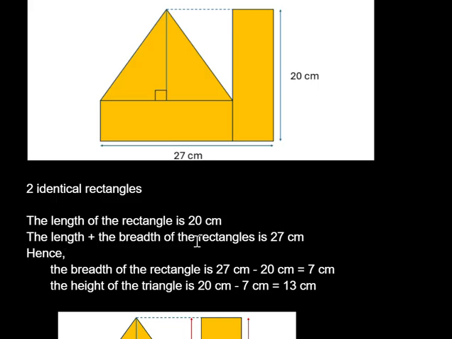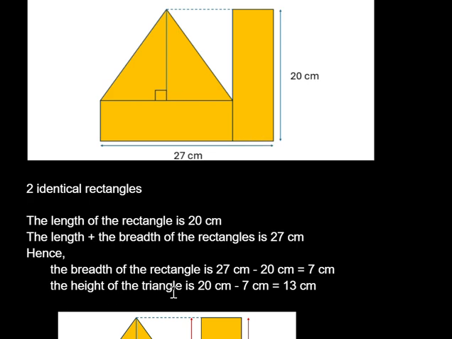The length plus the breadth of the rectangles is 27 centimeter. So which means that from this point to this point is 27. So based on these two dimensions, we know that the breadth of the rectangle is 27 minus 20 or 7 centimeter because this is 20. So this is 27. So it's 27 minus 20. Here must be 7.